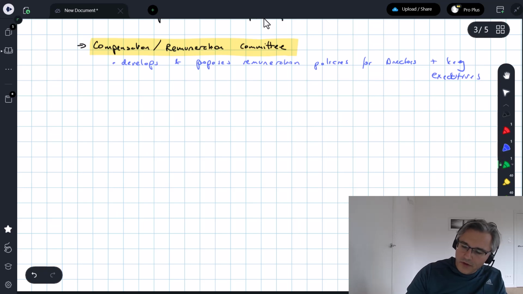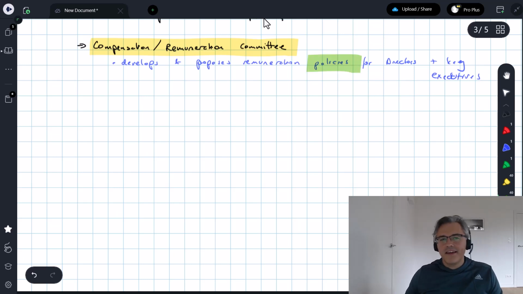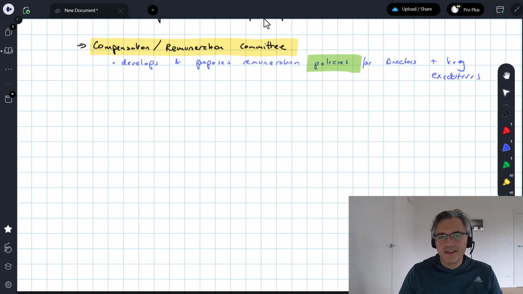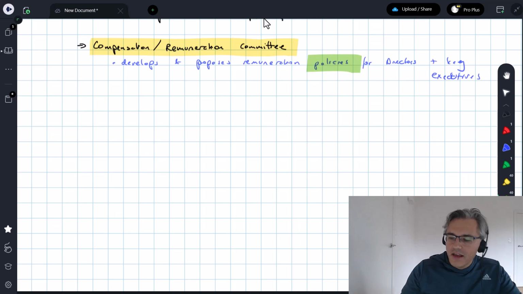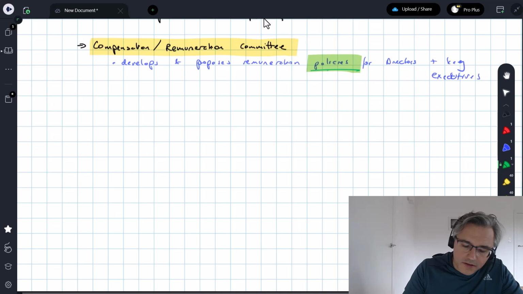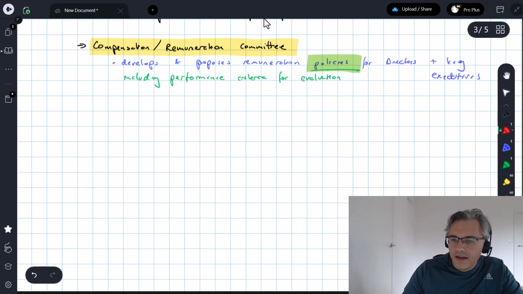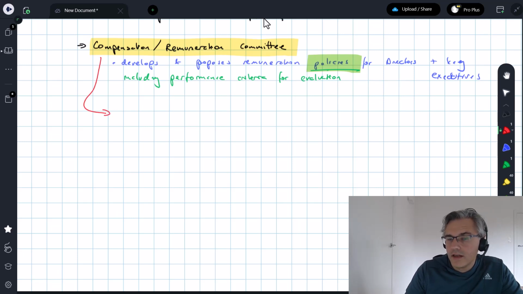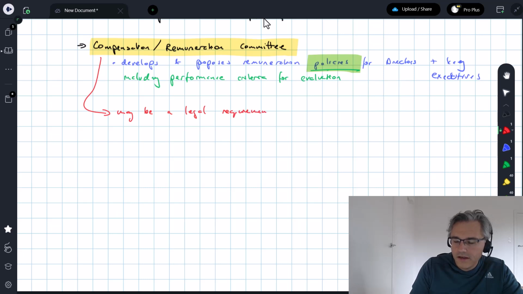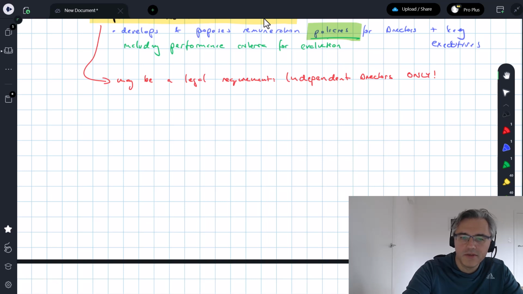And of course, the idea is to propose policies that do a good job in aligning the interests of these directors and executives with the interests of the shareholders. But they also develop the policies, including performance criteria for evaluation, because a lot of the compensation will typically be performance-based. Once again, it's best practice, but also in many places a legal requirement that this committee is composed of independent directors only, right? Not everywhere is this a legal requirement, but in some countries it is.